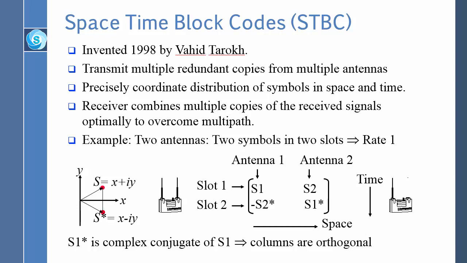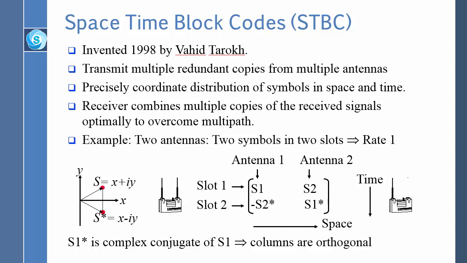the idea was that this space is basically antenna one, antenna two. And this vertical axis is the time. So this is slot one, time one, slot two. On antenna one, in time one, you send S1. On antenna two, you send S2. Then in slot two, you send minus S2 star, which means the conjugate of S2, and multiply by a minus.